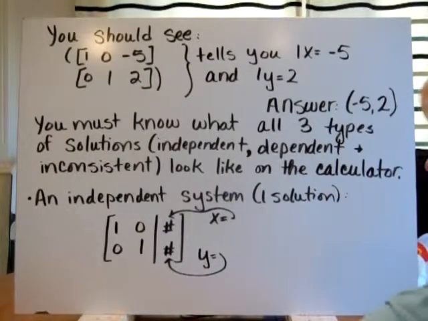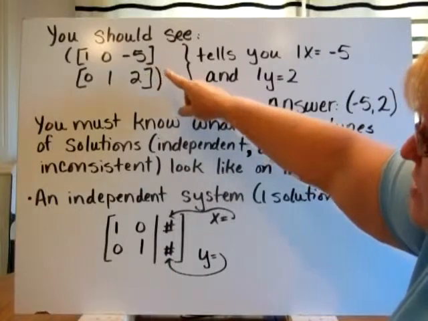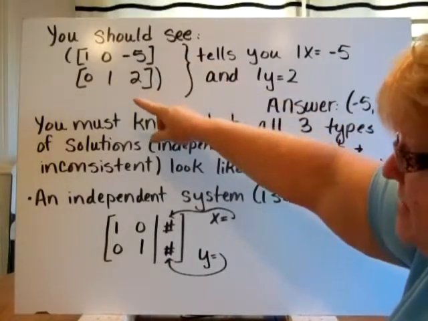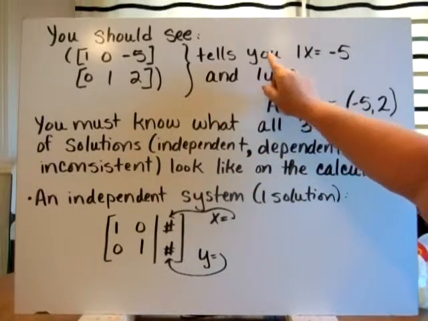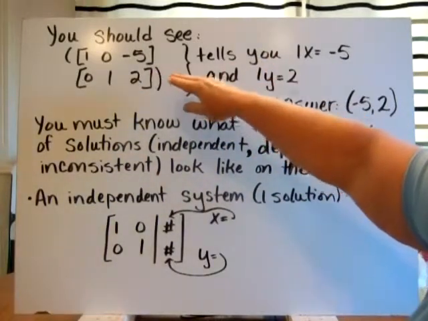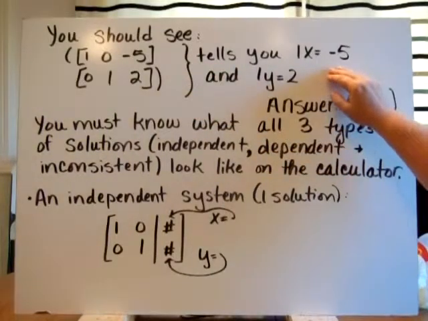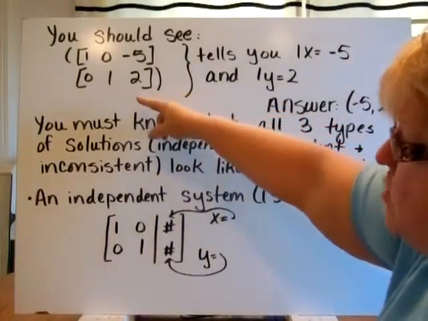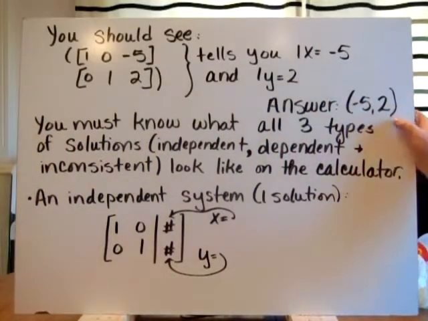And this is what you should see on your calculator. The parentheses, bracket 1, 0, negative 5, bracket, bracket 0, 1, 2, bracket, parentheses. This tells you that 1x, which is our top row, where the 1 is in the x position, is equal to negative 5, and our bottom row tells us the 1 is in the y position, so 1y equals 2. So that means that our answer is the point negative 5, 2.